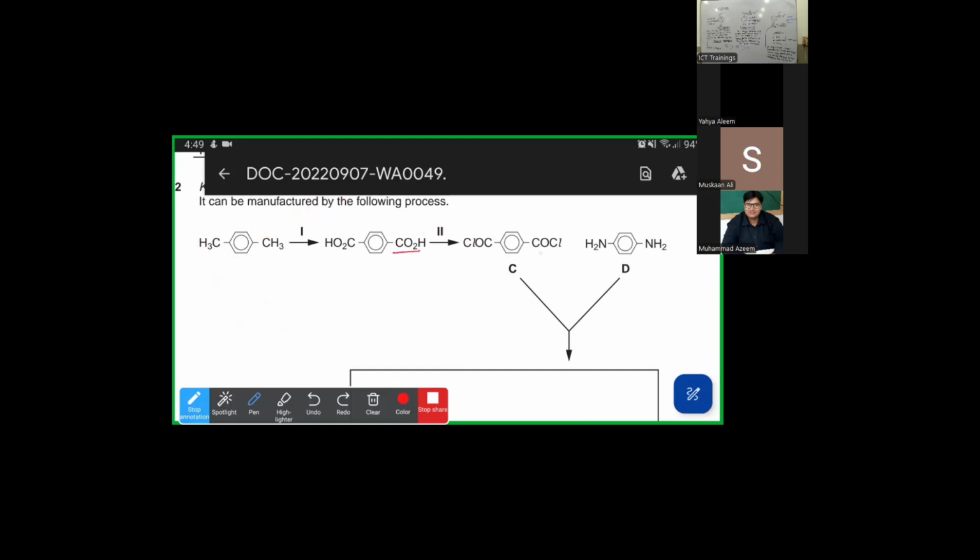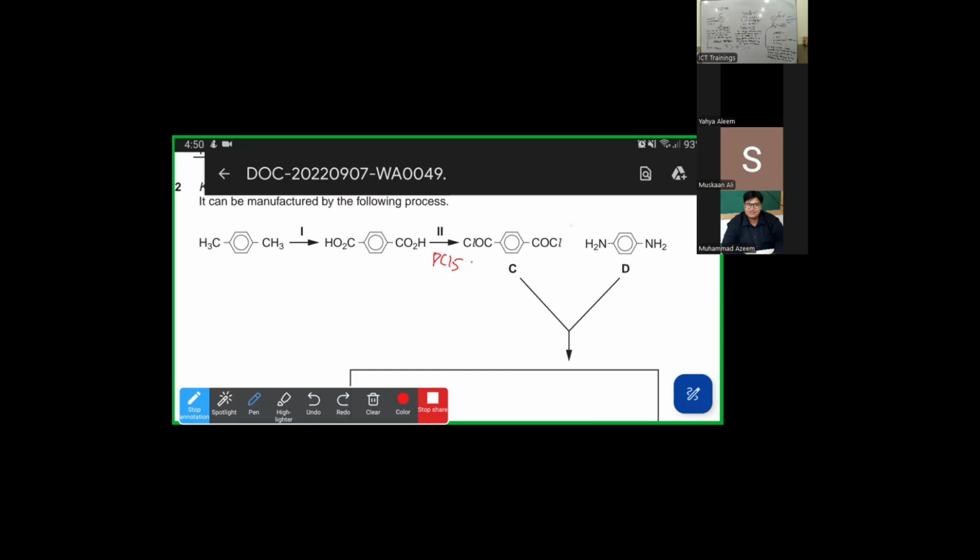This is the carboxylic acid group and here we got the acyl chloride. I explained this yesterday. What can we do? The OH of the carboxylic acid group is replaced by the Cl. So to replace OH with Cl, which reagents do we use? PCl5, PCl3, SOCl2, and HCl in the presence of anhydrous zinc chloride. So these four reagents could be used. Here the reagent is PCl5.